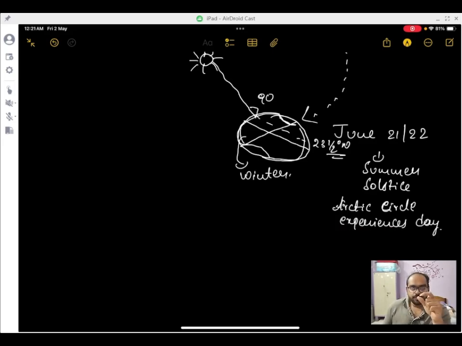The Arctic Circle experiences day during summer solstice because the northern hemisphere comes under the influence of the sun due to its geoid shape, bulging at the equator, right? This part comes under the influence of the sun. So the Arctic Circle also receives a high amount of sunlight, and for 6 months, from June to December, the Arctic Circle experiences day, and the Antarctic Circle experiences total night from June to December, because the Antarctic Circle completely goes out of focus of the sun, because the southern hemisphere is out of focus of the sunlight.